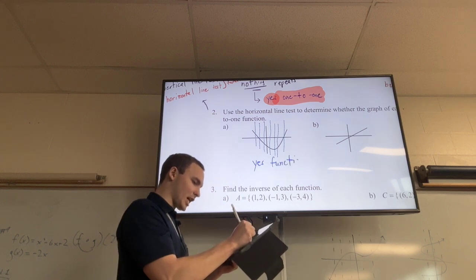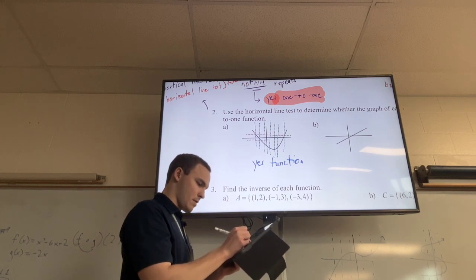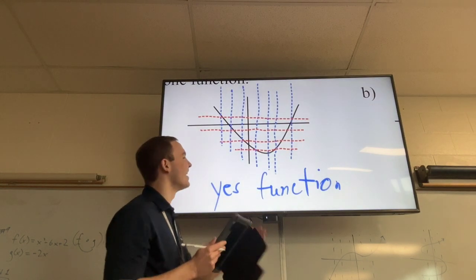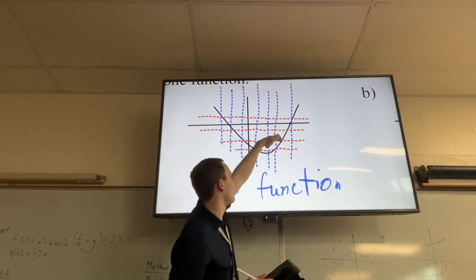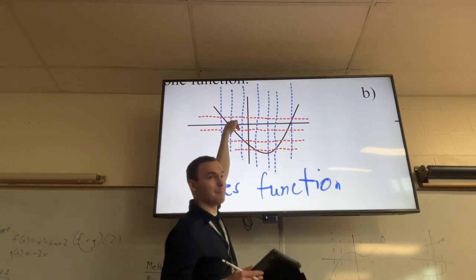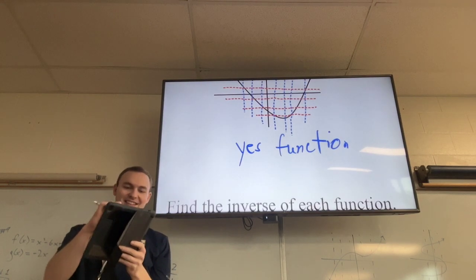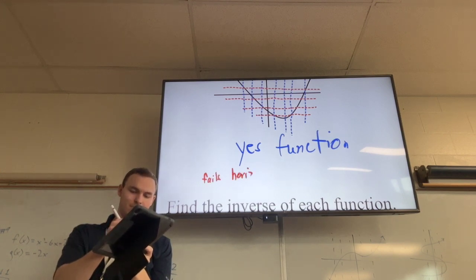Okay, let's talk about the horizontal line test. Does it pass the horizontal line test? No. Why does it not? Because look at all those lines. It intersects a lot of these horizontal lines more than one time. So that means it fails the horizontal line test. It's not one-to-one. Yeah, correct. So it is a function.